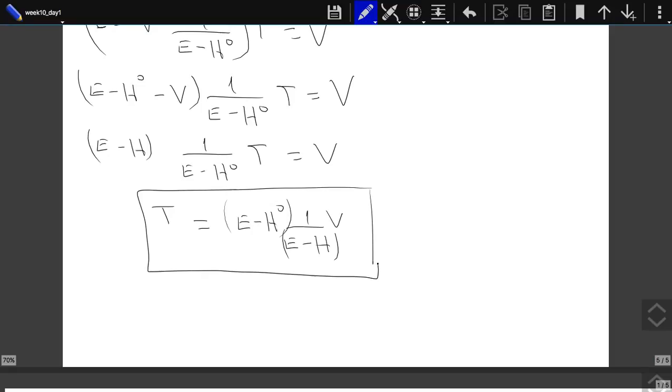This is our T. Well, at this point, it's also not so useful. But at least one thing you can see from here: if there are bound states, then T has a pole in the bound states.